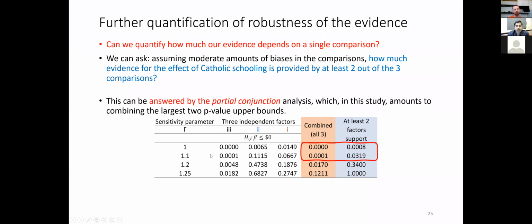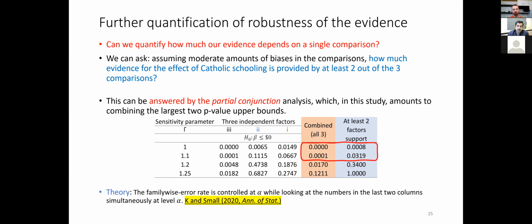The comparison using urban and rural always gives me a much smaller p-value than the other ones. If I do the at-least-two-factors-support calculation, it will combine the first comparison and the second comparison, and the p-values are the following. Now we see the evidence at gamma equal to 1.2 is no longer significant, with a much higher p-value of 0.34. Again, we need to be cautious. We're looking at two columns together, and this controls the family-wise error rate.